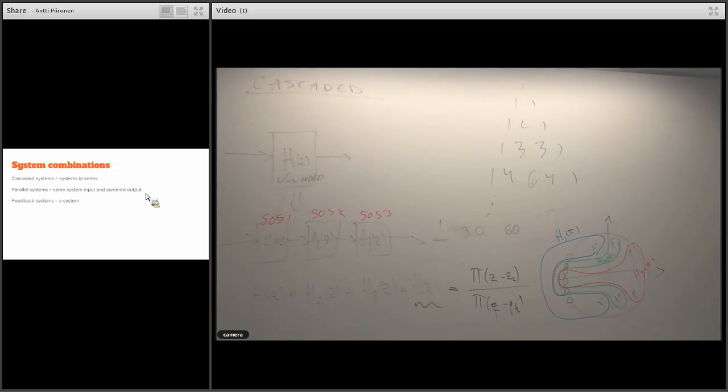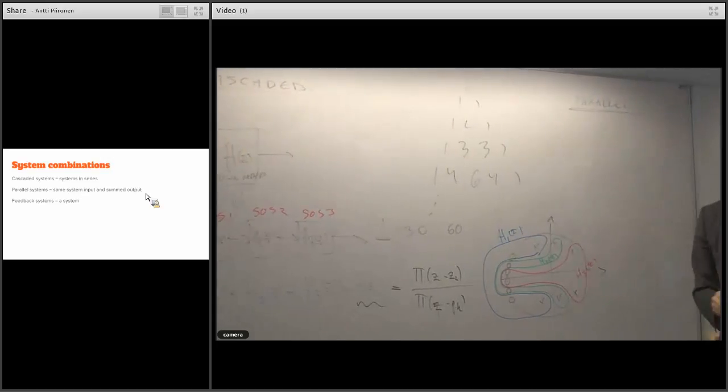FIR filters are not that sensitive to that error because it doesn't move the poles. But on the IIR filters, you have the very sensitive feedback part. If you make a small error on feedback, it actually can start adding up. So that's one way of doing it, but it's also possible to do parallel systems, although it becomes a little bit tricky.